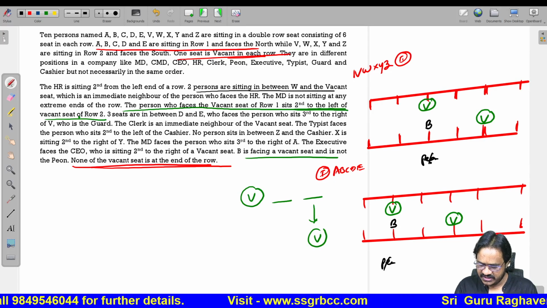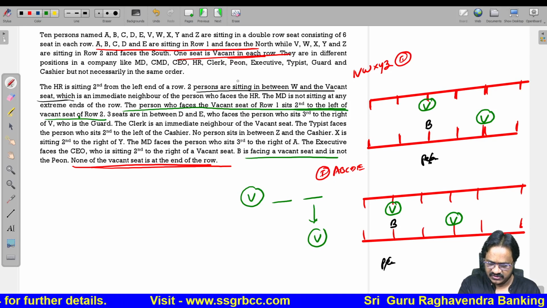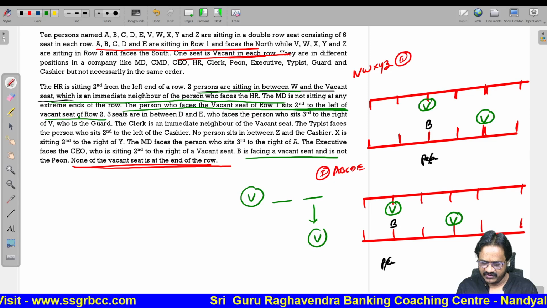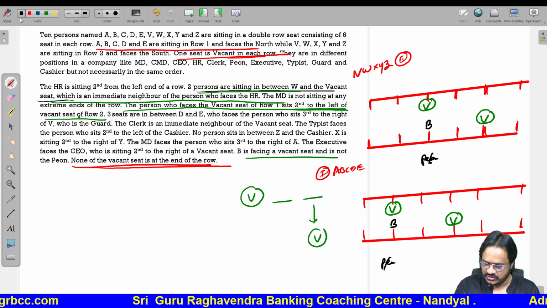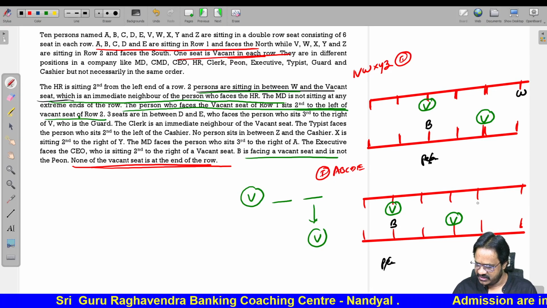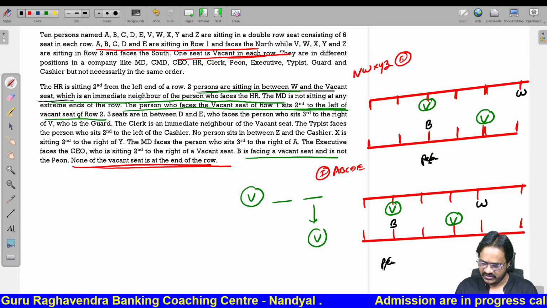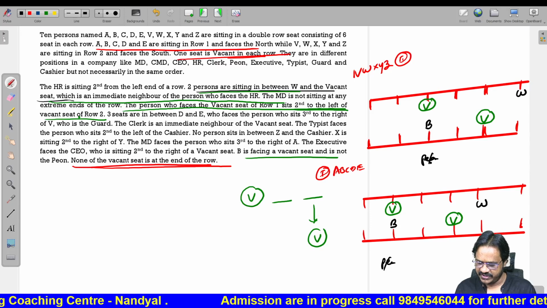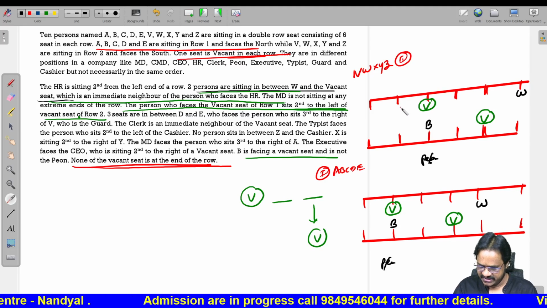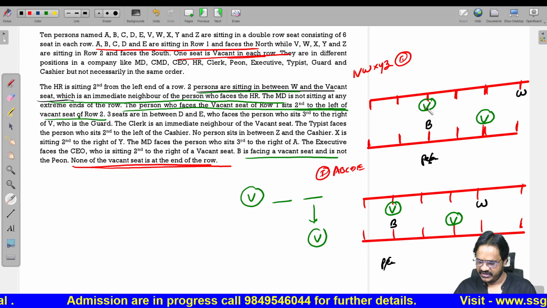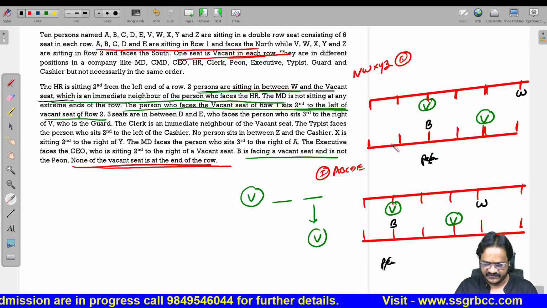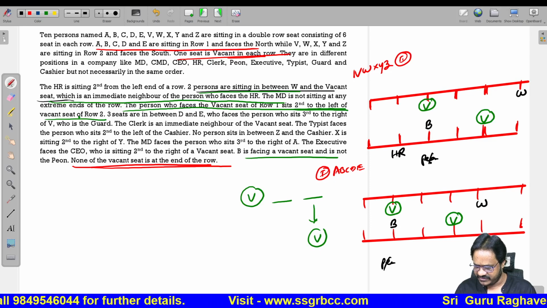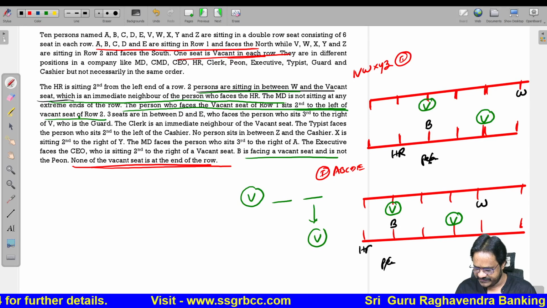Two persons are there between W and the vacant seat, which is the immediate neighbor of the person who faces HR. Now, the vacant seat is the neighbor of one person who is facing HR. So definitely this is only HR. Here the vacant seat is the neighbor of one person who is facing HR.